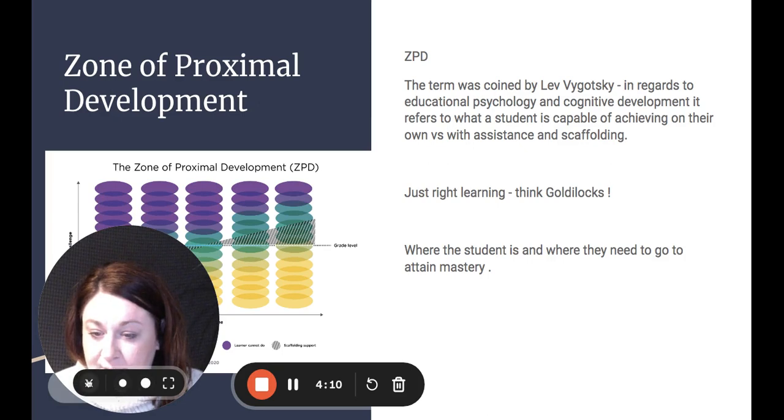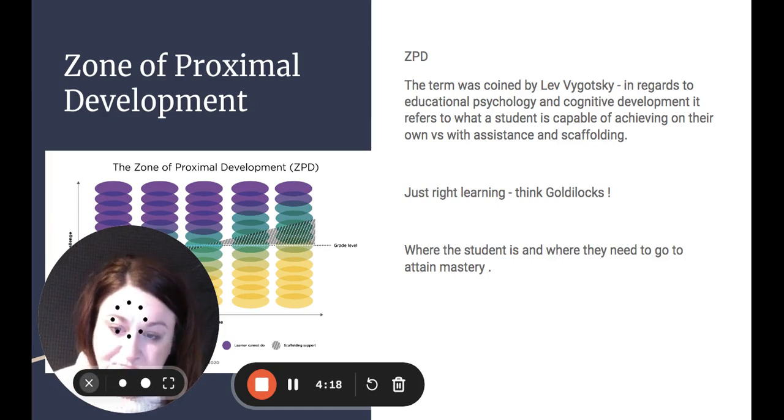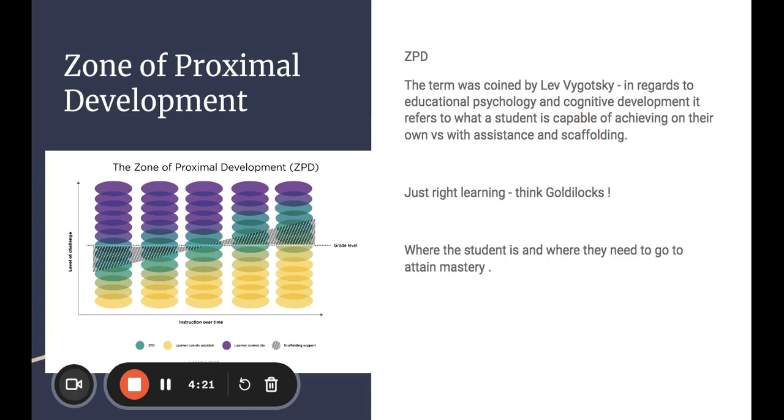Next, we're going to be talking about the zone of proximal development. So I'm going to shut my camera off for a brief moment so you can see this visual on the screen. This is taken from our NWEA website, and this is just a visual of what the zone of proximal development looks like. As many of you know, this term was coined by Lev Vygotsky in regards to educational psychology and cognitive development. It refers to what a student is capable of achieving on their own versus what students are capable of achieving with the right assistance and scaffolding.